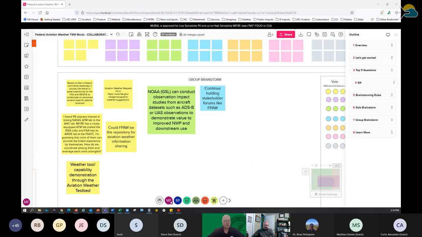The weather tool capability demo through the Aviation Weather Test Bed. Again, I'm not exactly sure what the collaboration message is there. If the submitter could talk to that, Bill, or anybody from AWC. That was me. I didn't see anybody from AWC on here, although I think I saw Matt Strahan. Yeah, I saw Matt Strahan come on. So we can always put Matt on the spot.